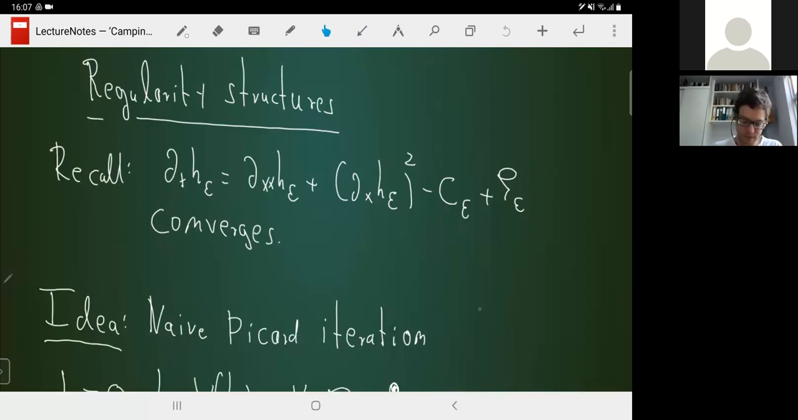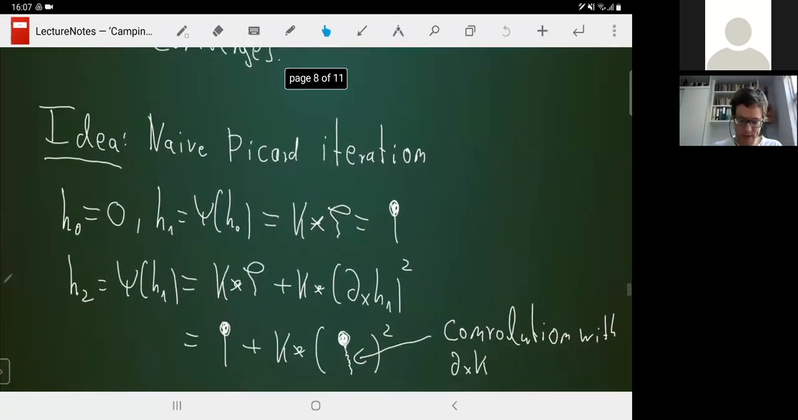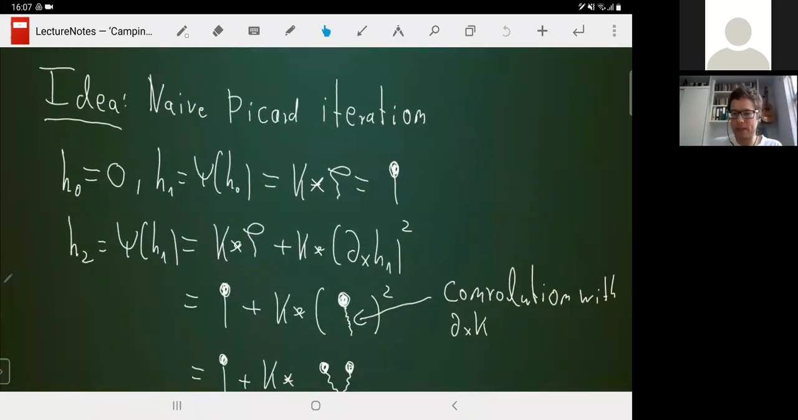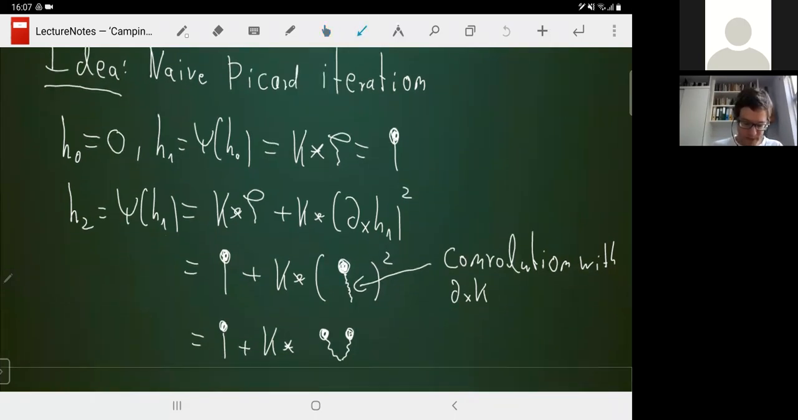So, just a revision. What did we do? Just to get a feeling, we can still do a Picard iteration. We check how the solution looks, if it exists. We did a Picard iteration, starting with our initial guess, which is 0, or the initial condition. Plugging H0 into our fixed point map that I wrote last time, the first approximation is K convolved with psi, which is the solution to the linear equation.